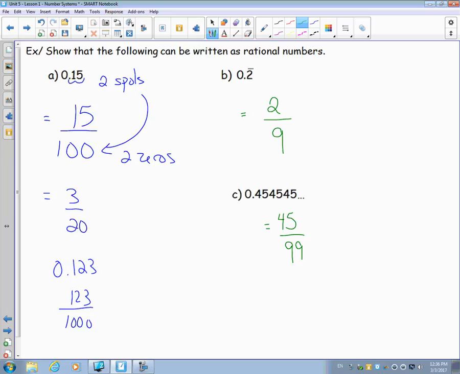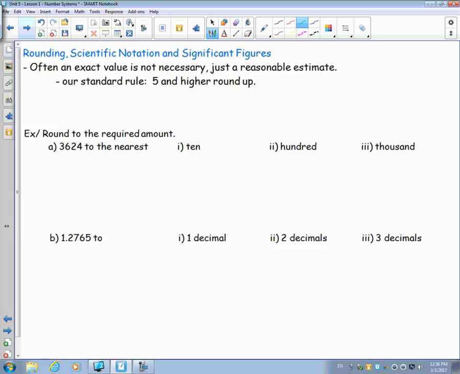Some other things we have to deal with are numbers. We have to be okay with rounding, scientific notation, and sig figs. IB rules are 3 sig figs for everything unless it says otherwise. So, if an exact value is not necessary, just an estimate, our rule is 5 and higher, round up.